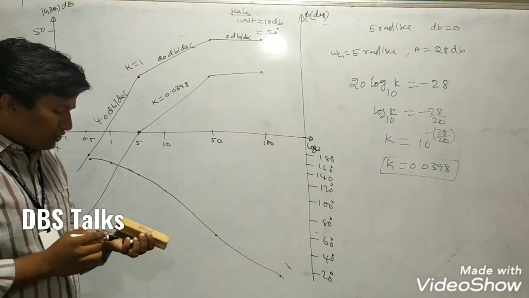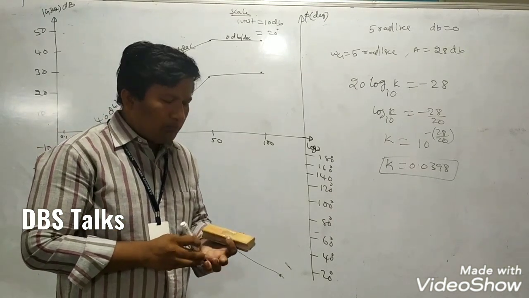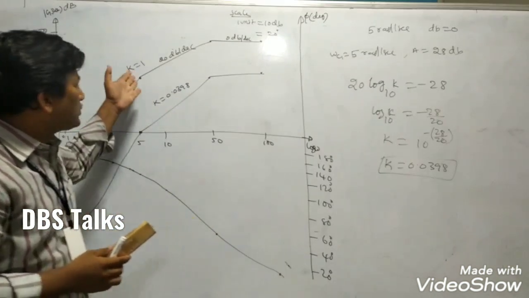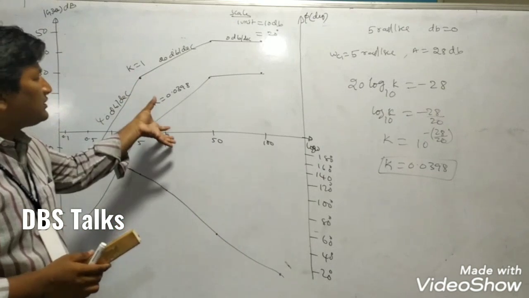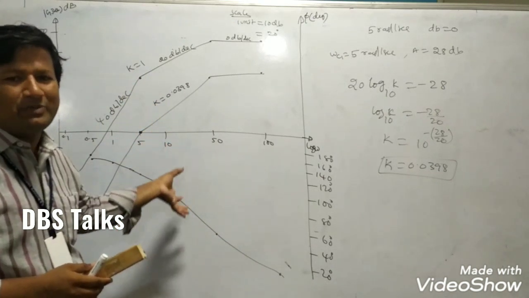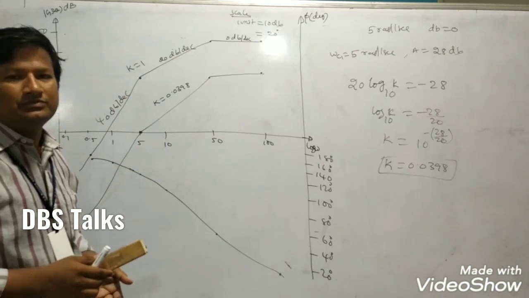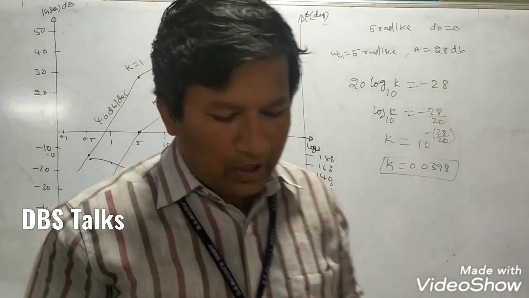Like that we have to draw the Bode diagram, both the magnitude curve and the phase angle curve. From this curve we have to determine the gain margin, phase margin and the stability also. So this is about the given problem.